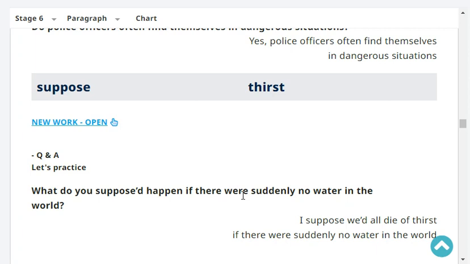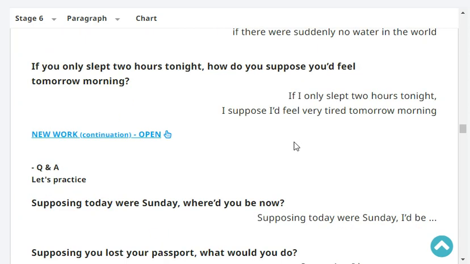What do you suppose would happen if there were suddenly no water in the world? I suppose we'd all die of thirst if there were suddenly no water in the world. If you only slept 2 hours tonight, how do you suppose you'd feel tomorrow morning? If I slept only two hours tonight, I suppose I'd feel very tired tomorrow morning.